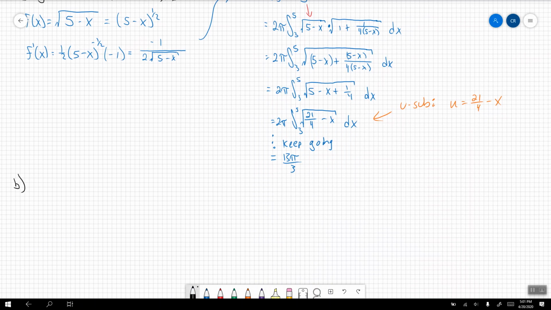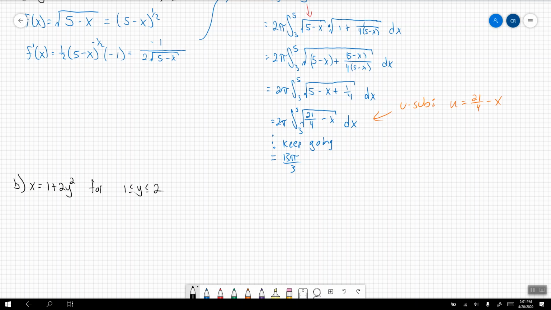All right, so here goes part B. In part B, we have x is equal to 1 plus 2y squared, and this is for the y values bounded between 1 and 2. Nice. All right, so here we go. Let's go ahead and work through it.